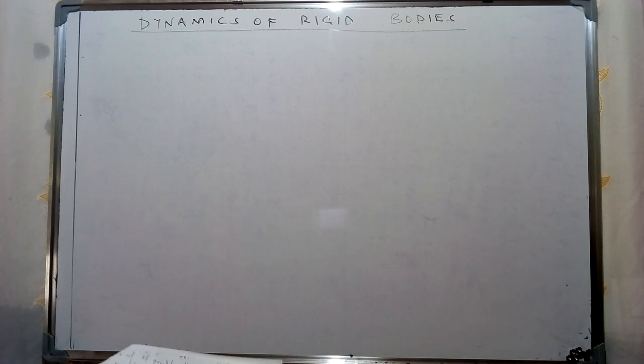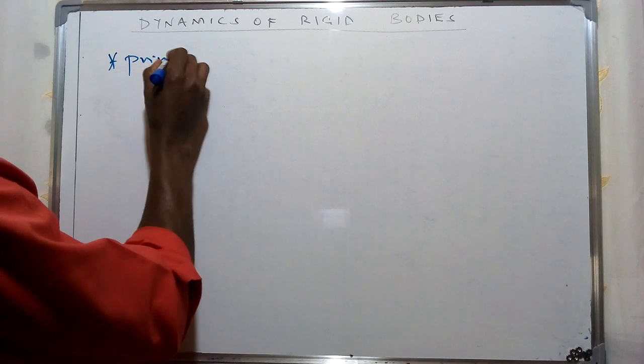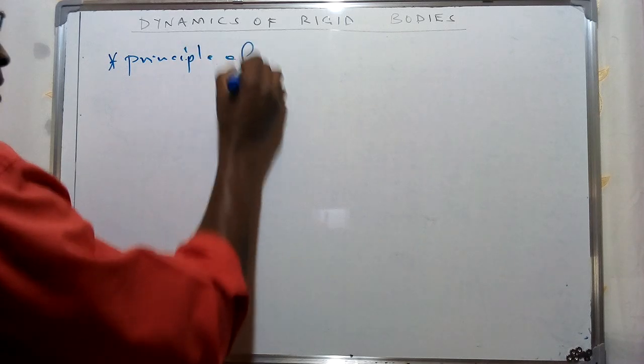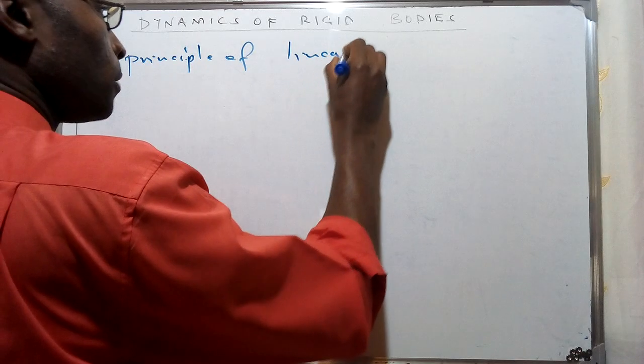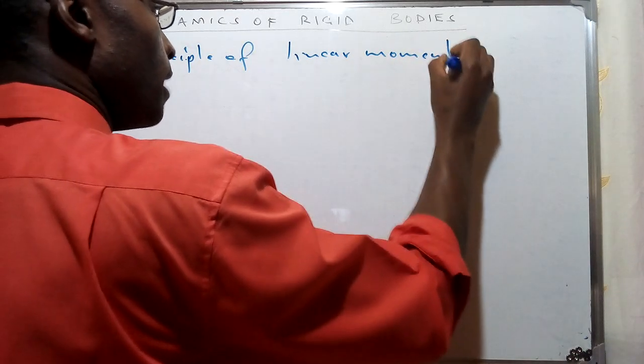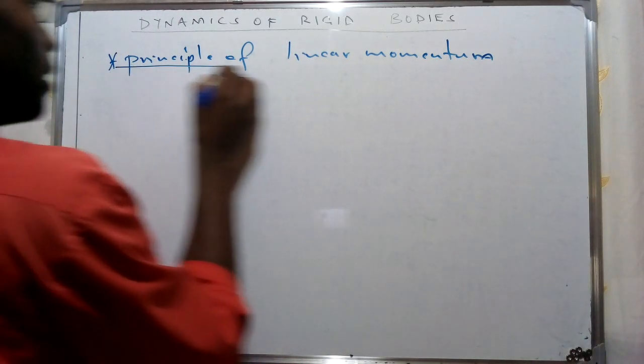And among these specific formulas which we are going to look at, I'm going to mention three. The first one is the principle of what we refer to as linear momentum. And as I said, I'm going to mention some of these specific aspects which we are going to consider to be relevant for us.